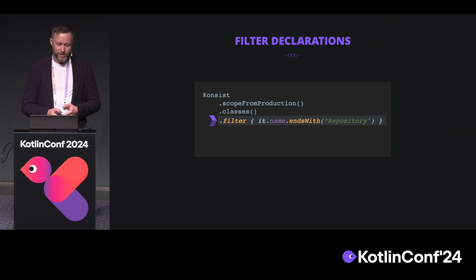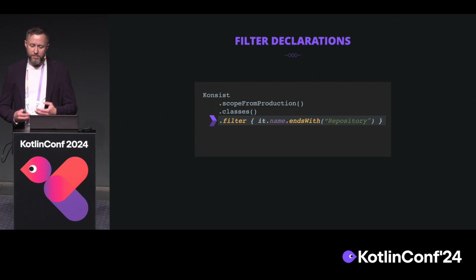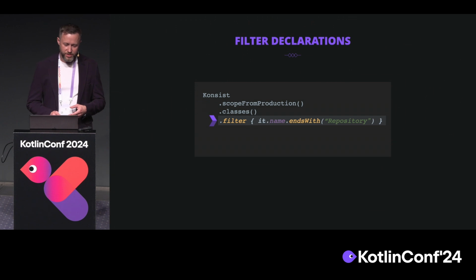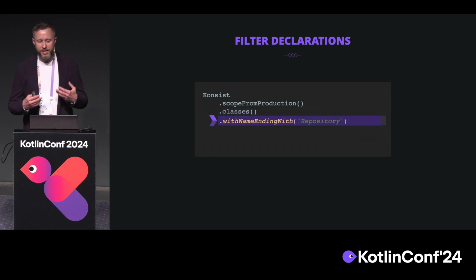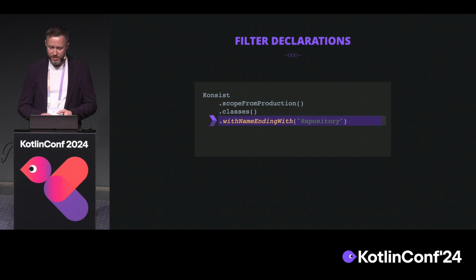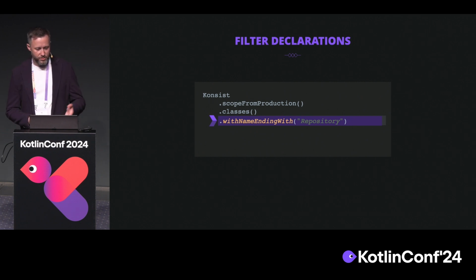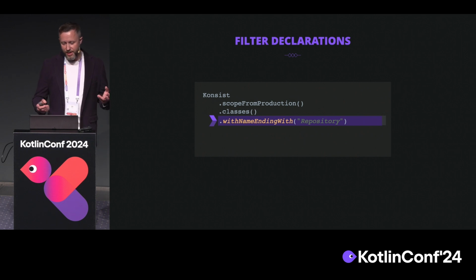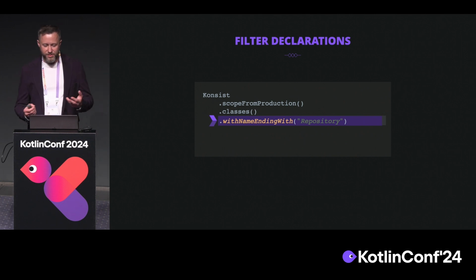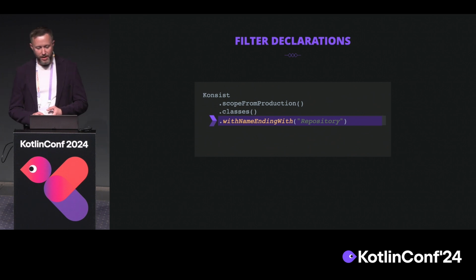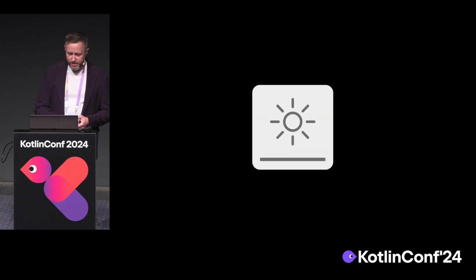So in this example, we filter all the classes where the name ends with Repository. However, this syntax is quite verbose, and because Konsist has very specific usage, there are dedicated Konsist methods to simplify these checks even more. So, for example, we have this withNameEndingWith method. Konsist provides a set of handy extension functions to simplify the usage. So let's take a closer look at that.